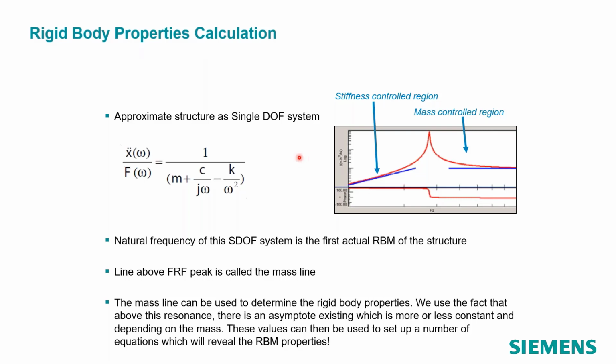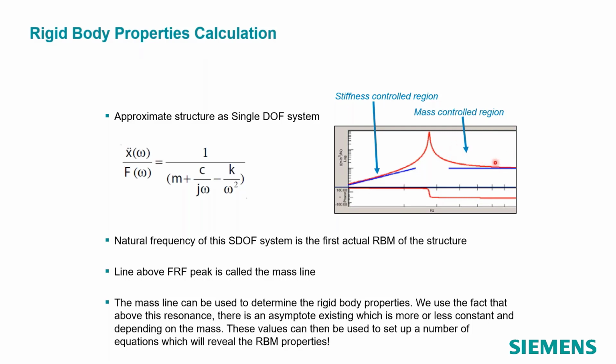Here's an example of a single degree of freedom system. We can approximate the structure as a single degree of freedom. Here I have a resonance, and the resonance we're talking about is actually the first rigid body mode, or one of the rigid body modes, where it's bouncing on a suspension, on bungees or on springs. The left side of the peak is the stiffness controlled region, and where it hits 0 hertz is what we call the static stiffness value. The right side of the peak we call the mass controlled region.